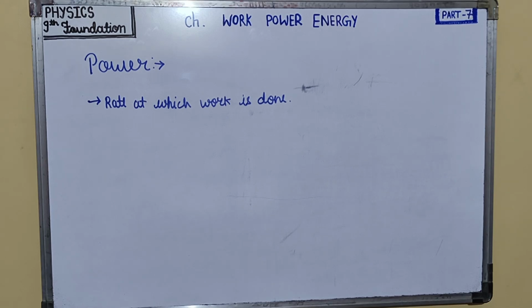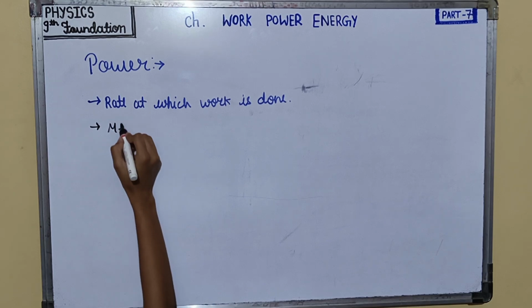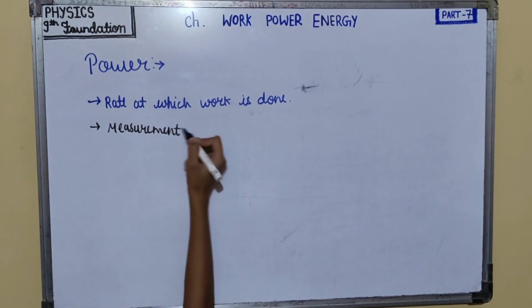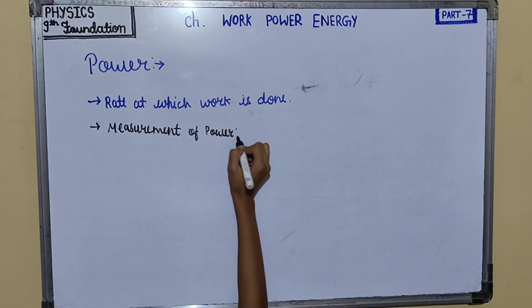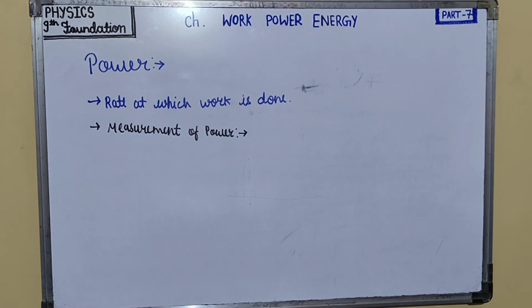Measurement of power. The amount of power of a body depends upon the magnitude of the work and the time taken by the body. So by knowing the work and time, we can measure the power.